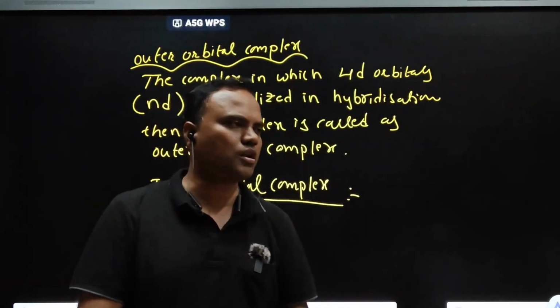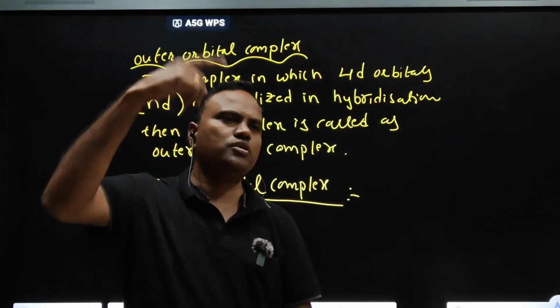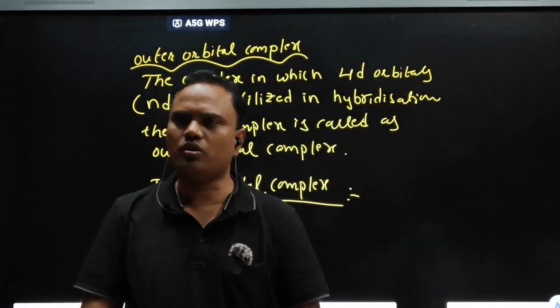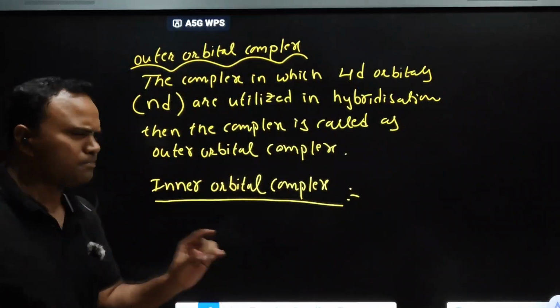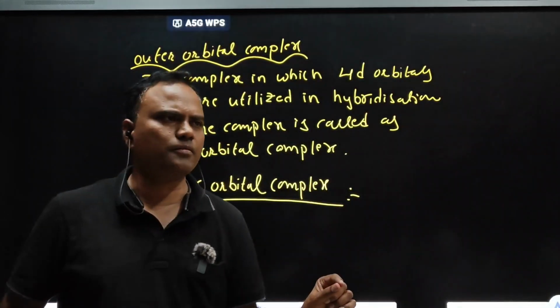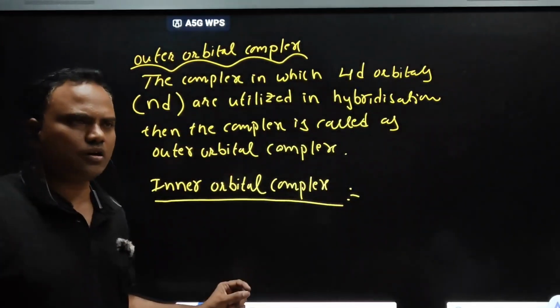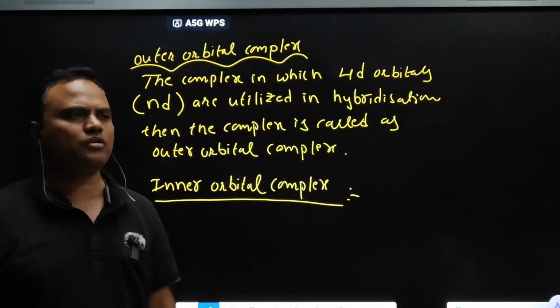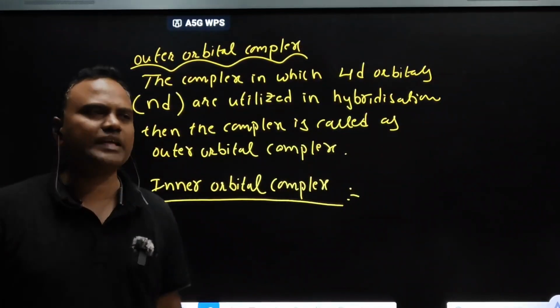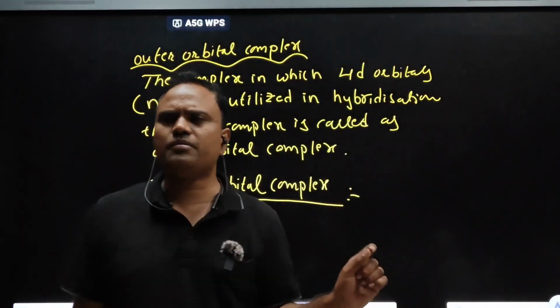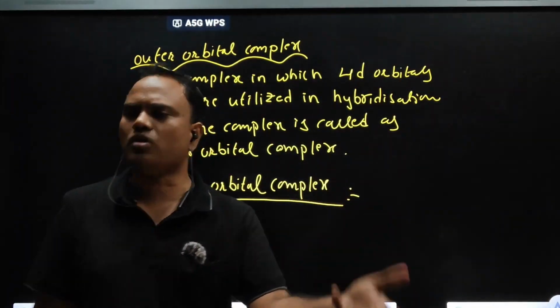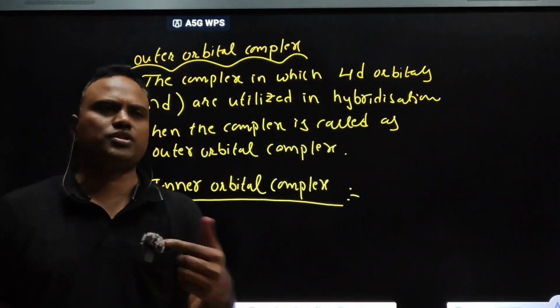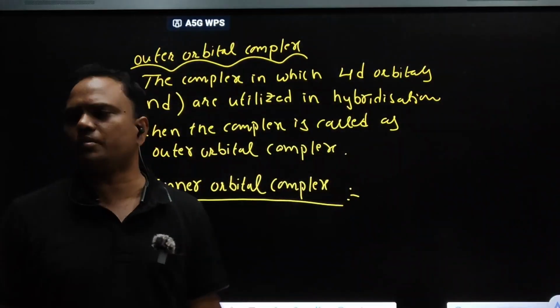For example, rooms are not sufficient. Then what you have to do? You have to go for next floor, 4th floor, outer orbital. Otherwise, simple definition: when we use 3d orbitals in the hybridization, that complex is called inner orbital complex. If you get any confusion with the explanation, remember this statement. If you use 4d, that is outer orbital complex. If you use 3d during hybridization, that is inner orbital. Very simple.